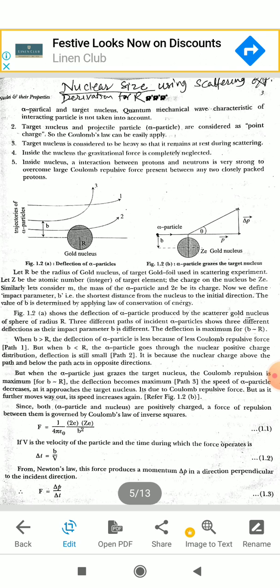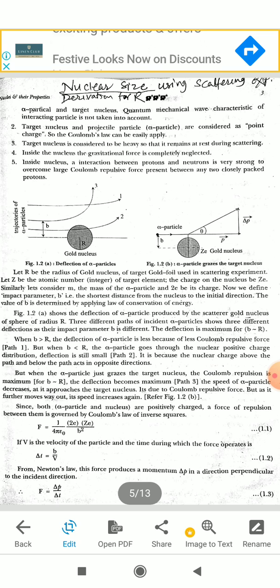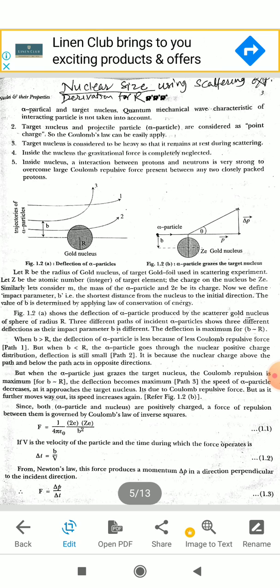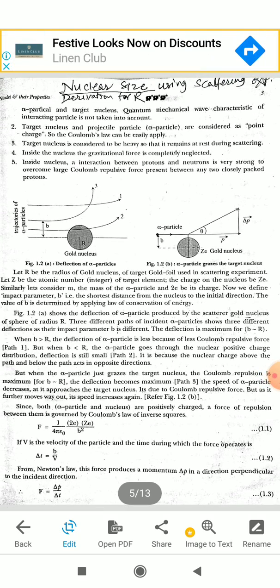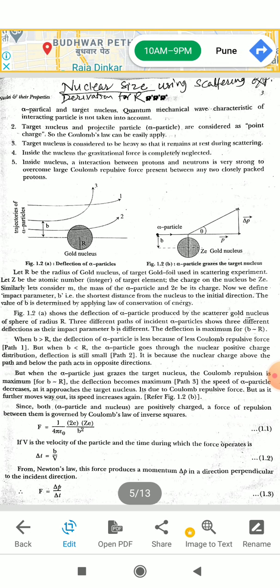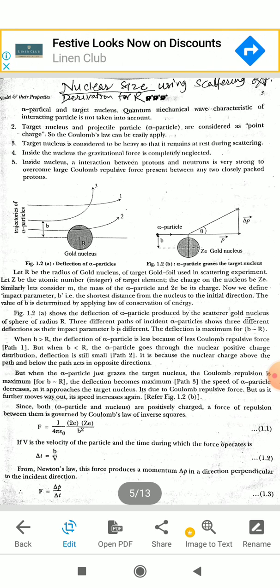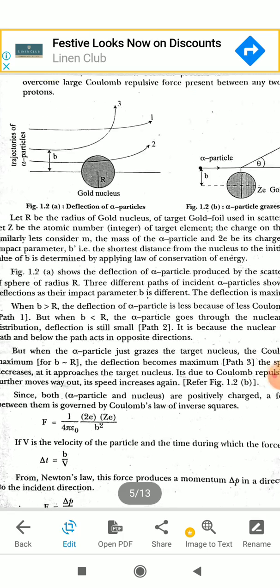So using the classical theory, that is electrodynamics, if we see the gold nucleus as shown in the diagram, the alpha particle is deflected as it grazes the target nucleus. We also saw this derivation in the last lectures. The force between the alpha particle and the gold nucleus is F, equation 1.1, as you can see.